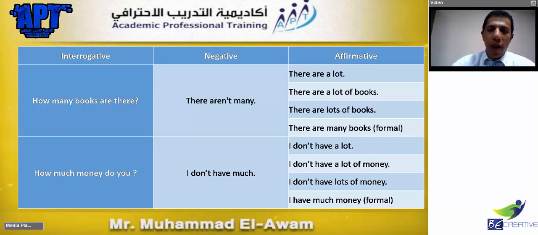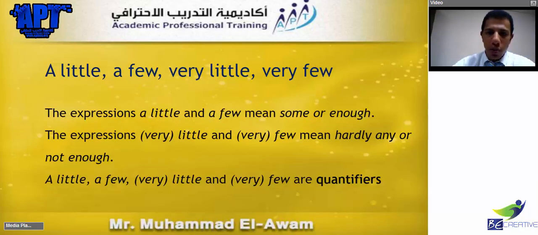Okay? Now with the affirmative. I have a mistake here, I'm sorry. So I have a lot. I have a lot of money. I have lots of money. I don't have much money. Okay? So much goes only with the non-countable, in question and negative. Many goes only with the countable, only in question and negative. Okay? Okay. Let's move on.